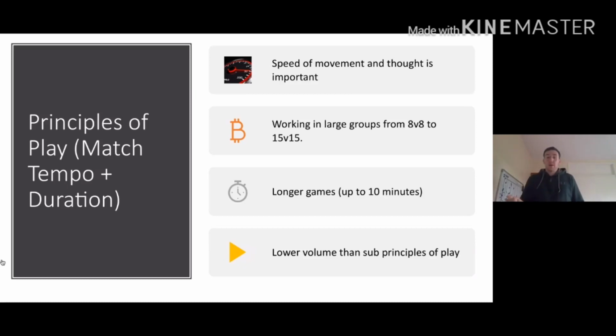But you don't want to overdo it. You could be about three days before a match, so you don't want to overdo it here. So you probably only have about two 10-minute games in this session. And again, it'll have a lower volume than the sub-principles of play, so we're trying to taper down before the match comes.